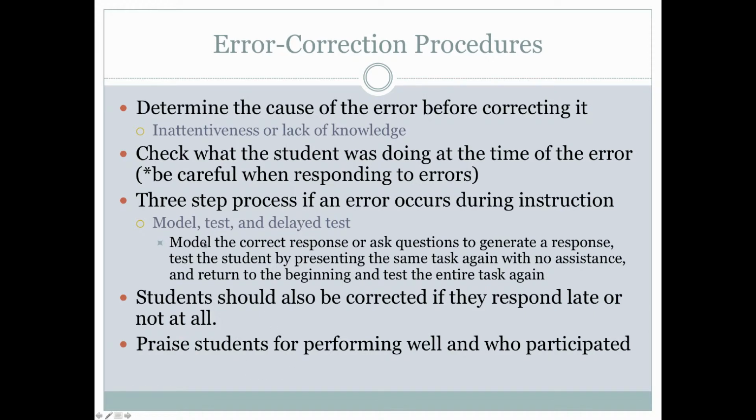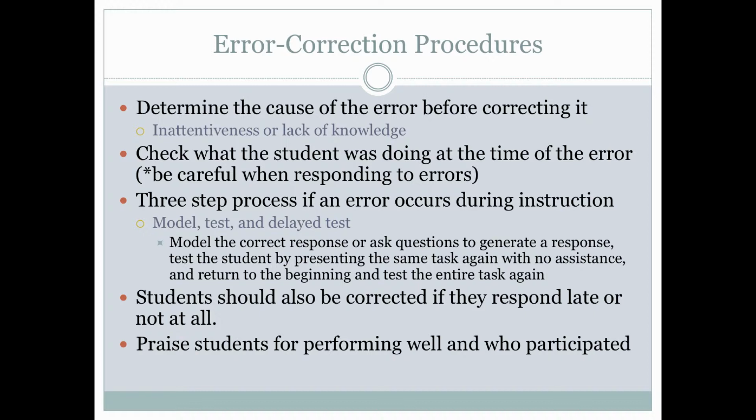So you want to model the correct response. That answer is 4. You want to reduce by 2 both in the numerator and the denominator. Or you can ask questions to generate a response and test the student by presenting the same task again with no assistance. That model, test, delay test is: I'm going to model the skill, or I'm going to ask probing questions. It just depends where they are.